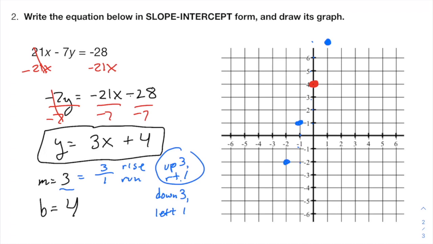There you go. You can do it as many times as you like. I think we've got enough points, but it doesn't hurt to do it one more time. Why not? And then draw your line. And there we go. There's our graph.